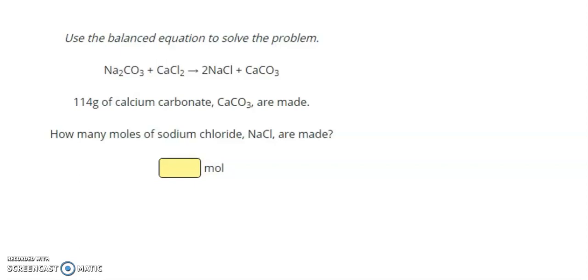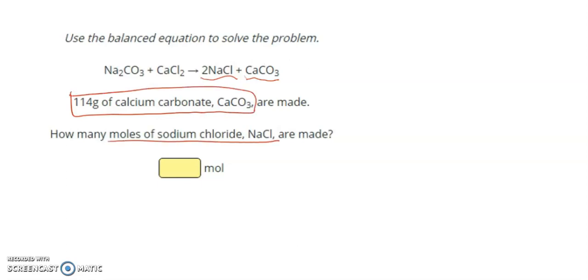This video covers grams to moles stoichiometry. So I've got this balanced equation, and I have 114 grams of calcium carbonate, CaCO3, are made. How many moles of sodium chloride, NaCl, are made? So I've got CaCO3 and NaCl are what I'm looking at. My given is 114 grams of CaCO3, unknown is moles NaCl.